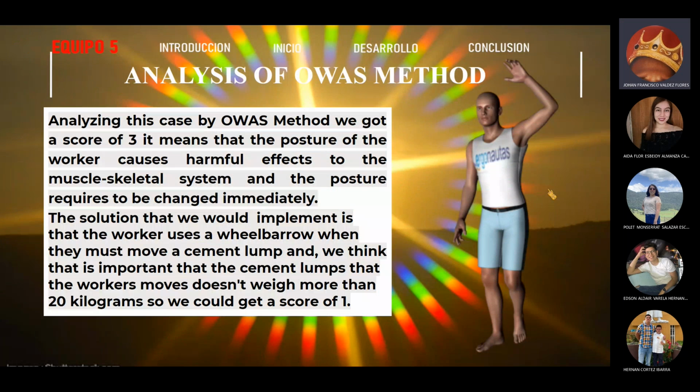It means that the posture of the worker causes harmful effects to the musculoskeletal system, and the posture requires to be changed immediately. The solution that we will implement is that the worker uses a wheelbarrow when they must move a cement sack, and we think it's important that the cement sacks that the workers move don't weigh more than 20 kilograms, so we could get a score of 1. Let me show you. Next slide.